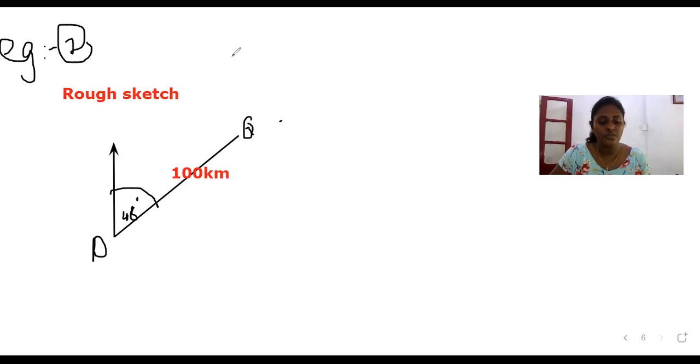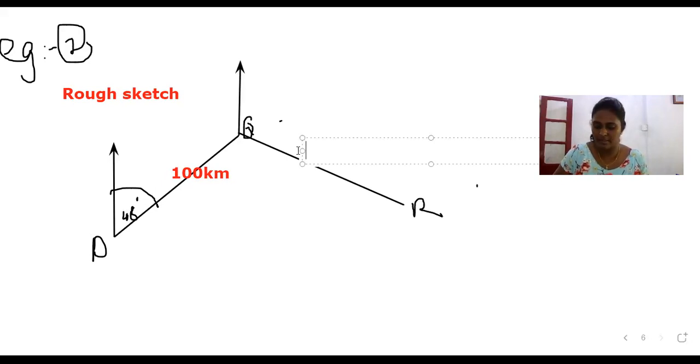It then travels 125 kilometers on a bearing of 110. Now at Q, you want to keep the direction of north. 110 degrees means like this. So in this way, this position is R and this distance is 125 kilometers, right? Now this is your rough sketch. Okay, now let's move to draw the scale diagram.